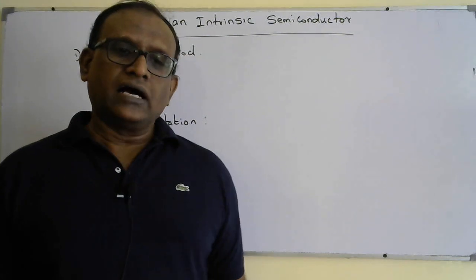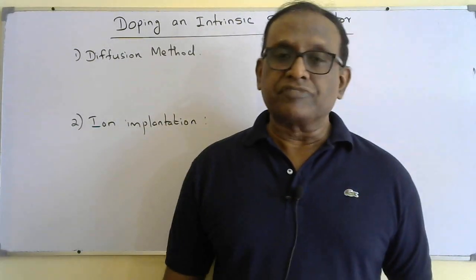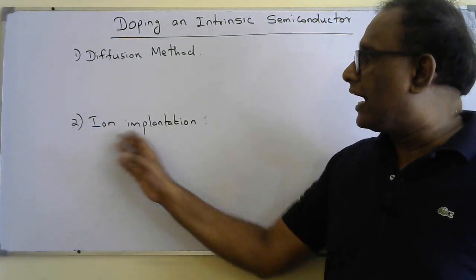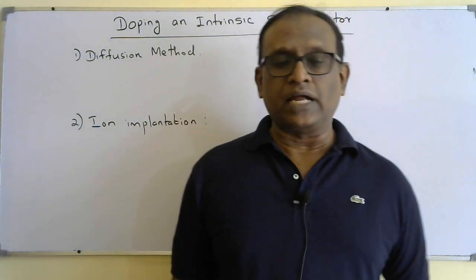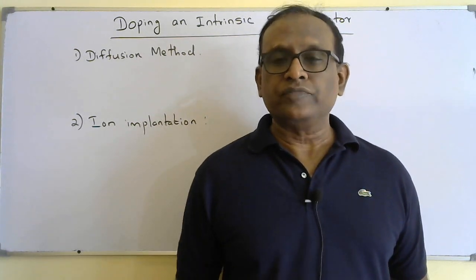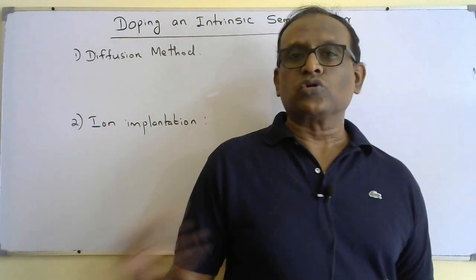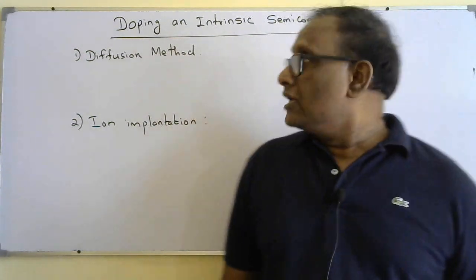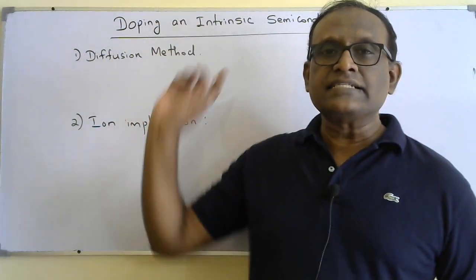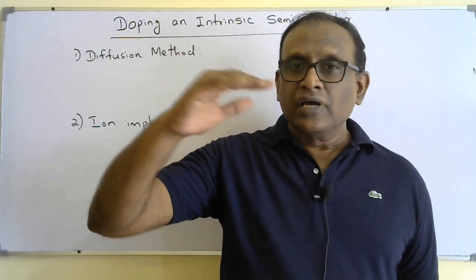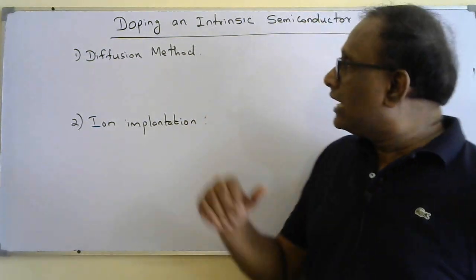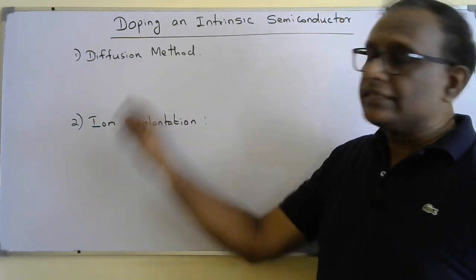Okay, so doping can be done by different methods. The common methods are the diffusion method, and the second one is called ion implantation. Either way, the intrinsic semiconductor could be doped with either group 3 or group 5 elements. In both methods, the intrinsic semiconductor will be kept in the form of wafers, like layers, right? So in the diffusion method, what happens?